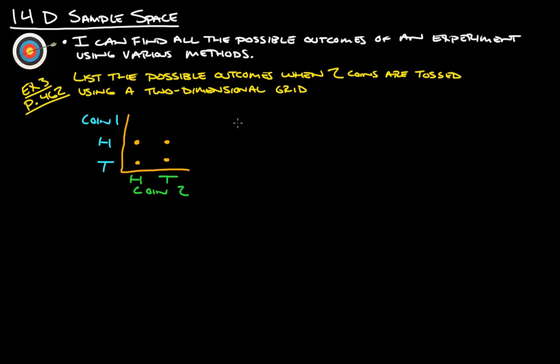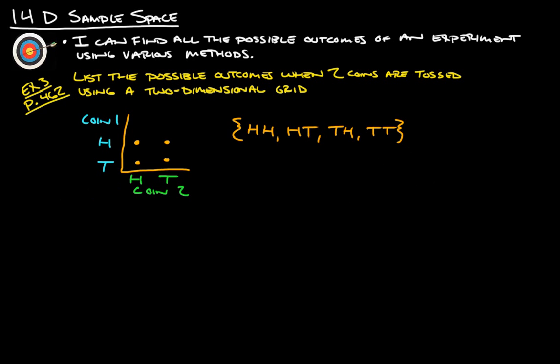And so then to list our sample space, list the possible outcomes. So really our sample space is just listing all these. So let's go with heads-heads, and then heads-tails, tails-heads, and tails-tails. And that is our sample space.